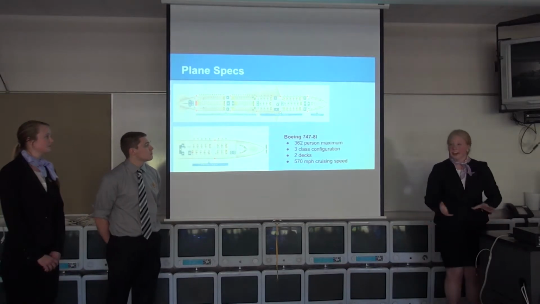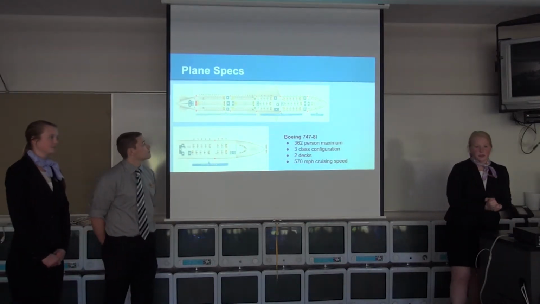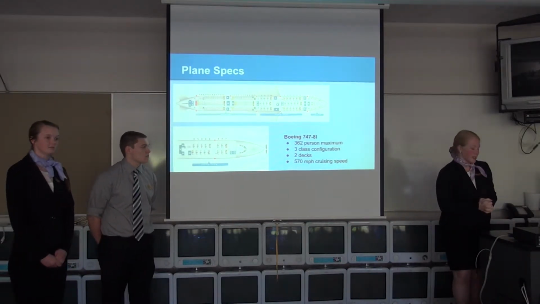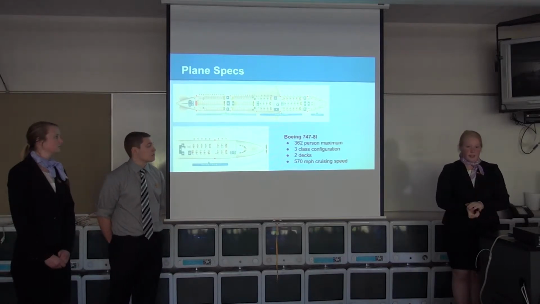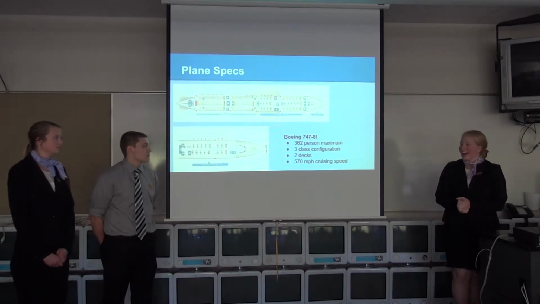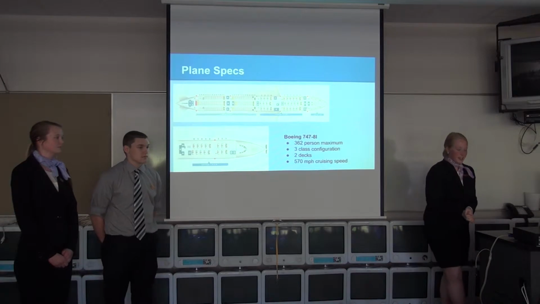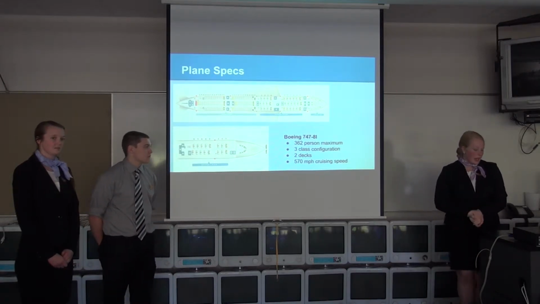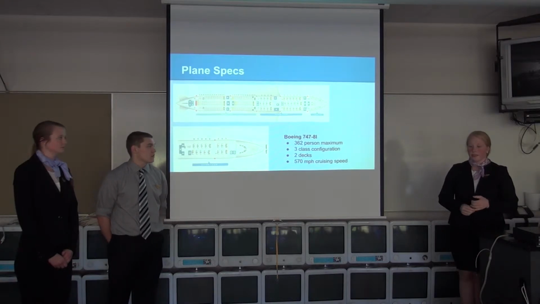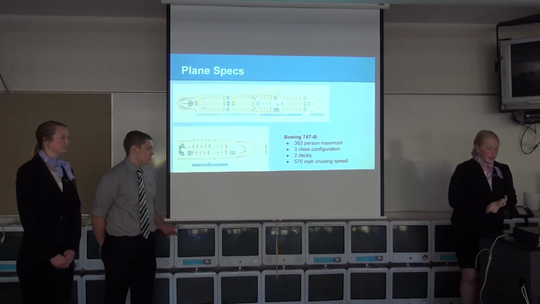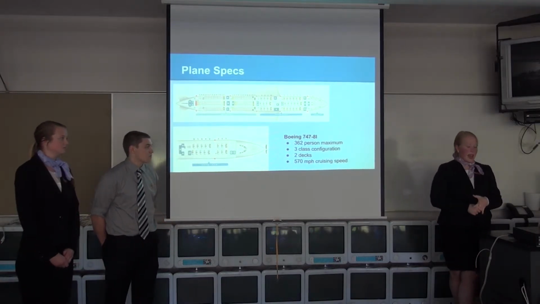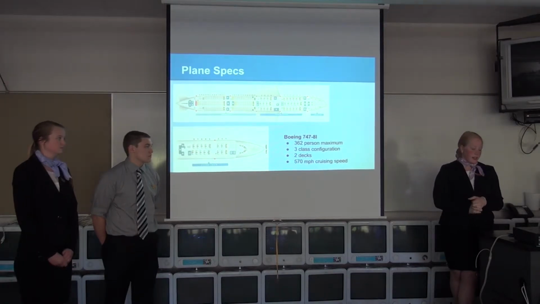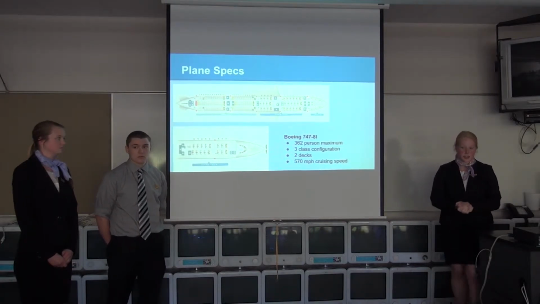Now for the fun part. For all of our problems, we used one specific plane just to keep consistency. This plane is a Boeing 747-8I. I stands for Intercontinental. This plane has a 362 person maximum. It has a 3-class configuration of economy, business, and first class, and it also has 2 decks. And for all of our problems, we used 570 miles per hour as a constant cruising speed.